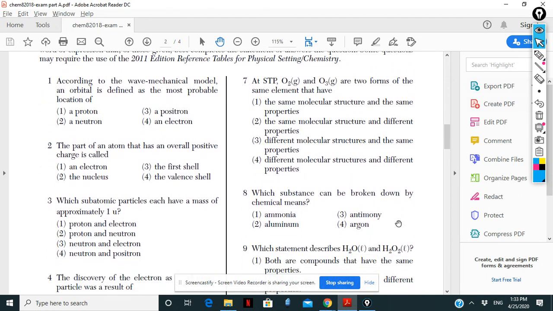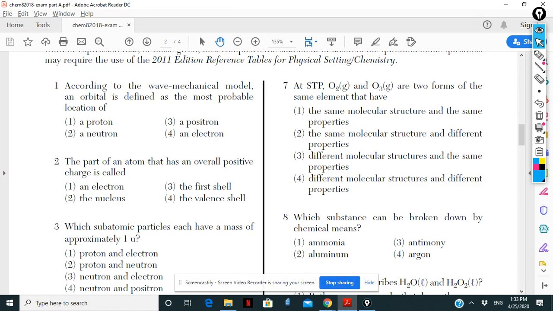Question number one. According to the wave mechanical model, an orbital is defined as the most probable location of... So, what's in the orbital? We know it's the electrons. The proton we know exists in the nucleus. Neutron exists in the nucleus. Positron, that's the anti-electron, doesn't come in a regular situation. It should come in a nuclear reaction. And electron exists by orbiting the nucleus. That's why it's number 4.